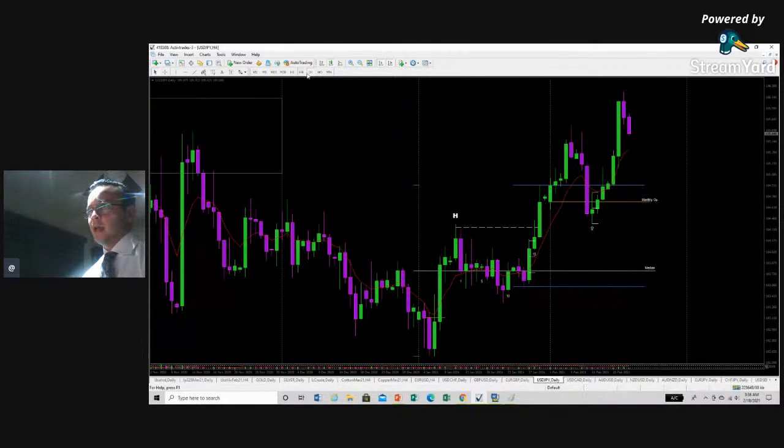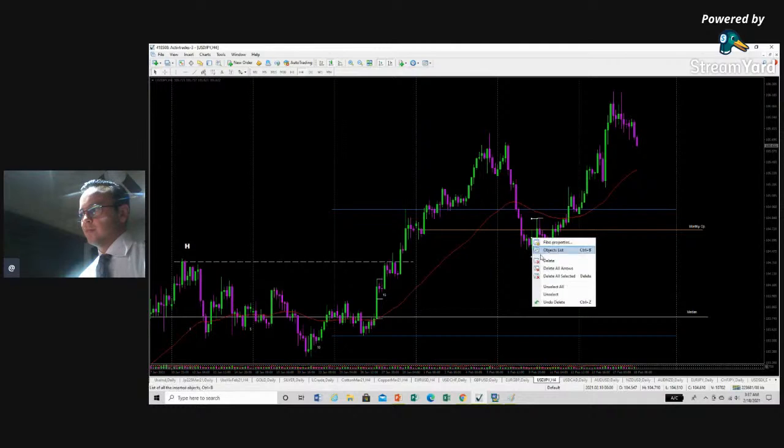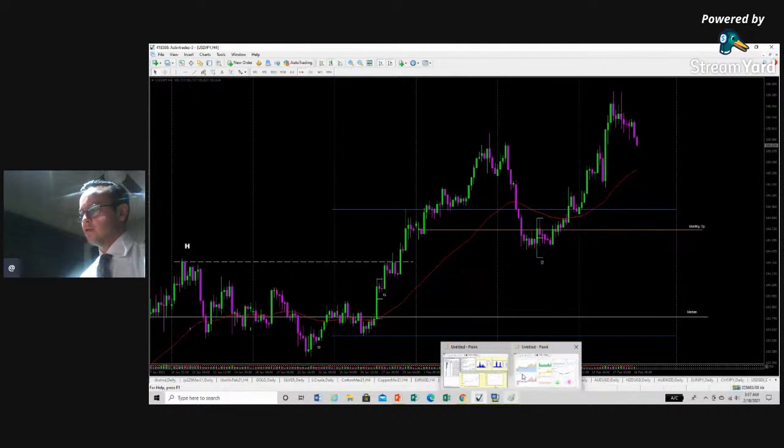And this day, the 4H candle, which is this candle over here, has the largest advancement from high to low in this month's advancement. So if you measure the 4H candles, this is the bigger one. Now I will make a pause here and go to the charts.